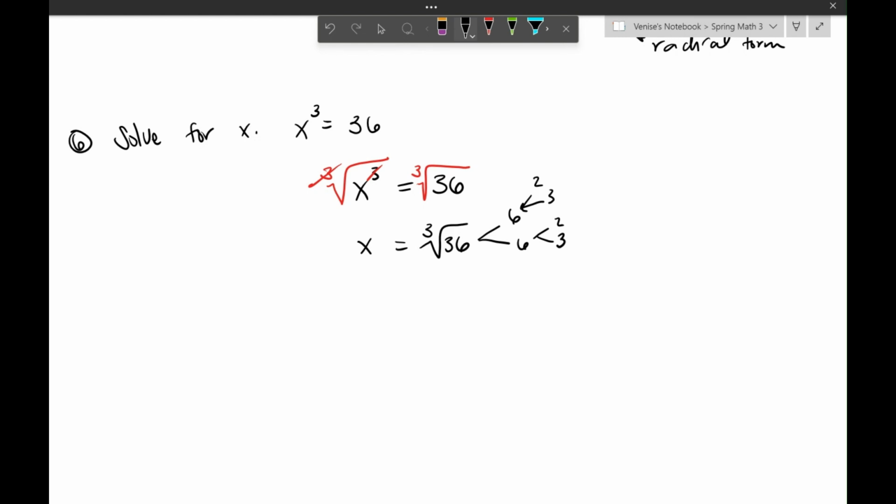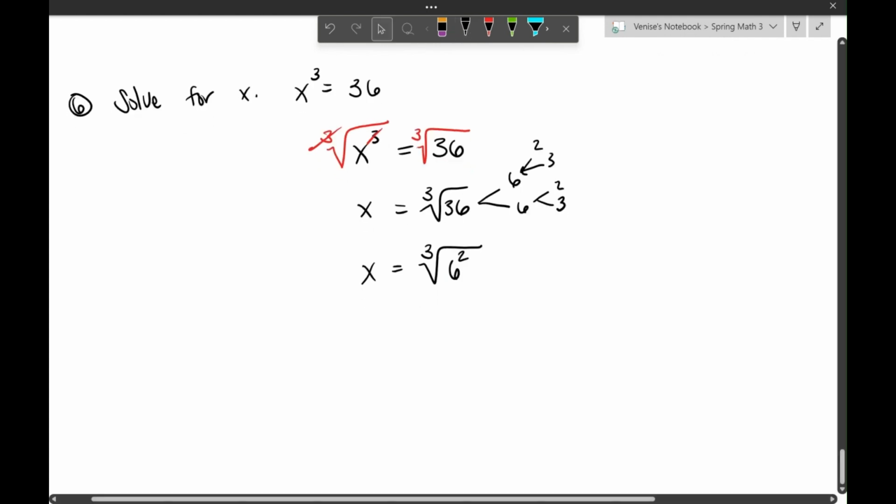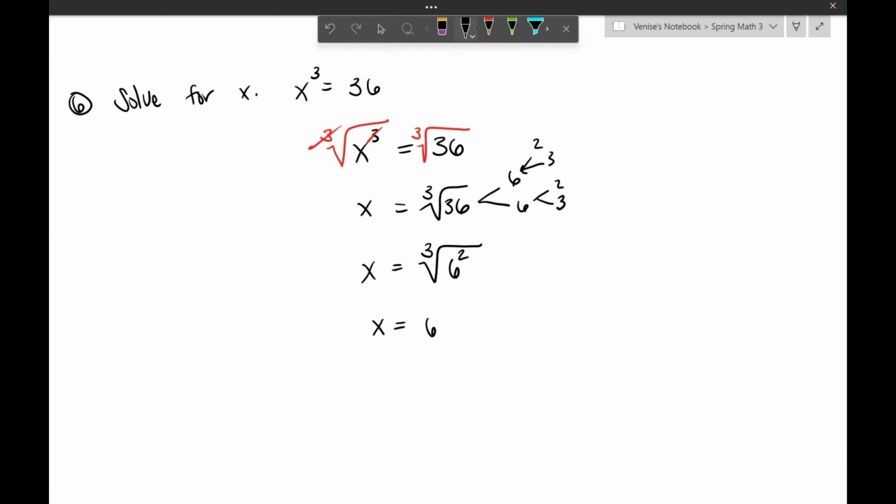Well, there's another way to rewrite this. So x equals this so far. What's the square root of 36? It is 6. Again, it's just dissecting. That's what I told you guys on Friday. 36 is 6 squared. From here, you just rewrite it as a fractional exponent: 6 to the 2 over 3. That's it.